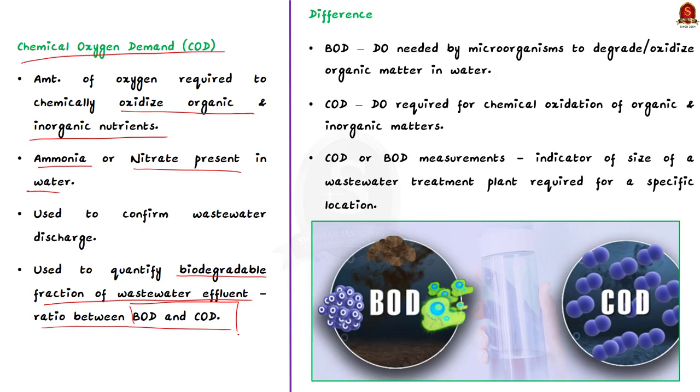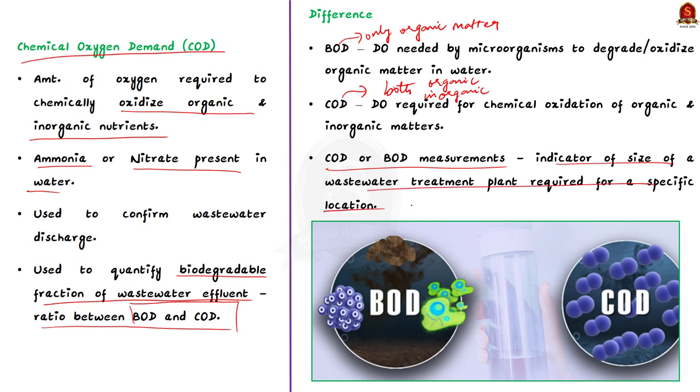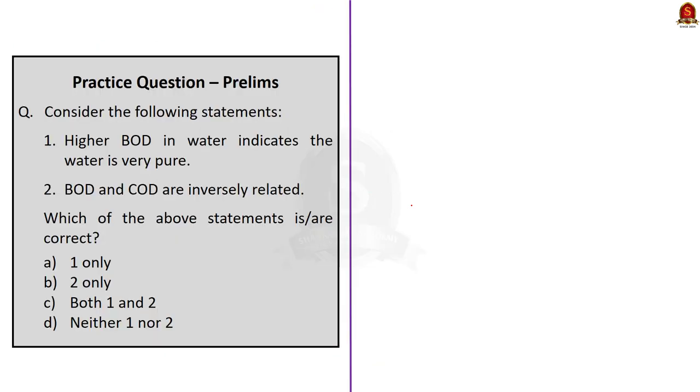So the major difference between the two is that BOD is just a measurement of the oxygen needed by the microorganisms to degrade or oxidize the organic matter in the water. Whereas COD is the measurement of dissolved oxygen requirement for the chemical oxidation of both the organic and inorganic matters. And same as BOD, higher the COD value, the more serious the pollution of organic matter by water. That is why both COD and BOD levels increase tremendously when chemicals and untreated industrial effluents enter the water. Also know that COD or BOD measurements are used as an indicator of the size of the wastewater treatment plant required for the specific location.